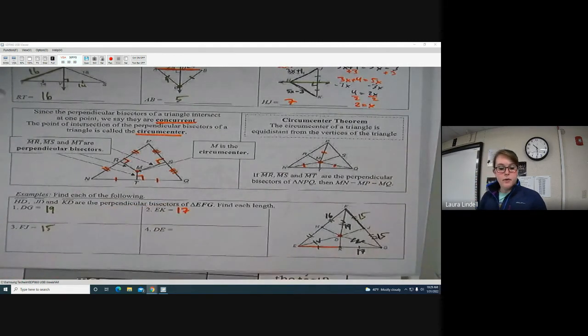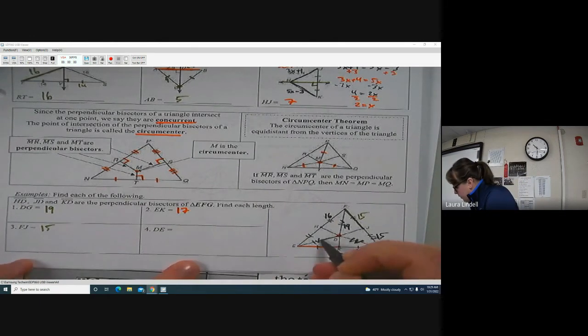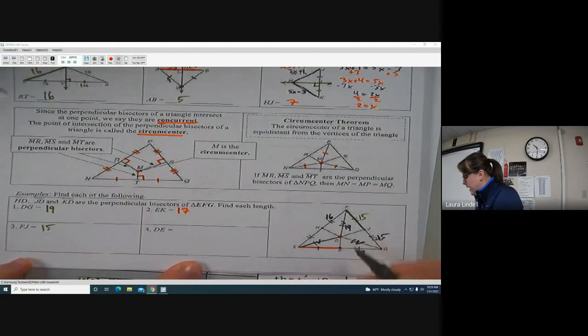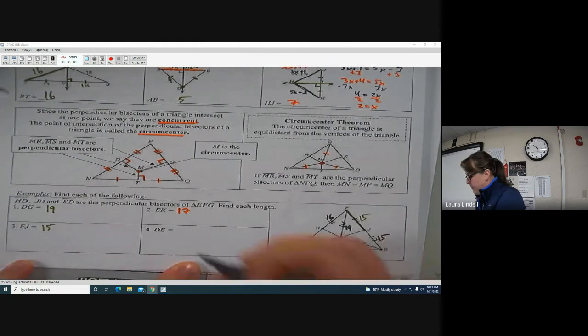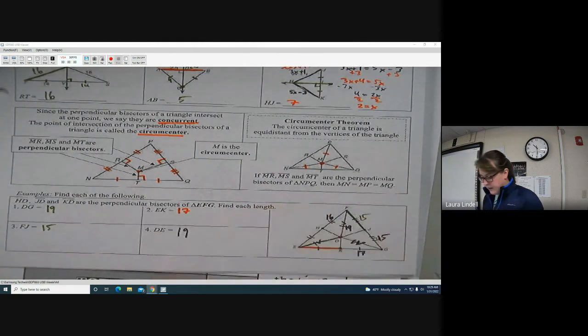All right, at this point, I would encourage you to pause the video for a second and see if you can figure out what DE is going to be. All right, hopefully you took a moment and paused the video to figure out DE. If you want to check your answer here, DE is this distance. It's another one that goes from the center to the vertex, just like DG and DF. And those were all the same. They were all 19. So if you said 19, you are correct.